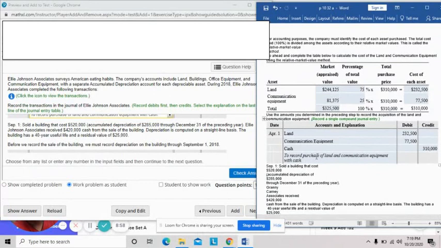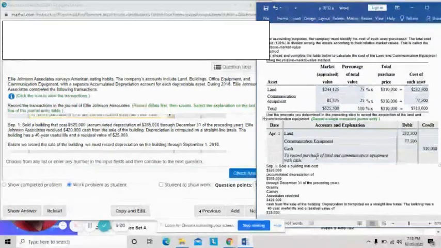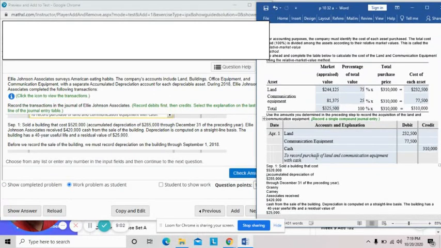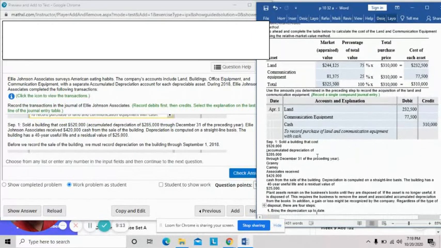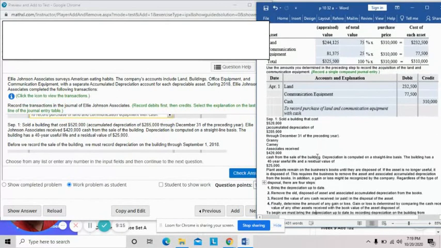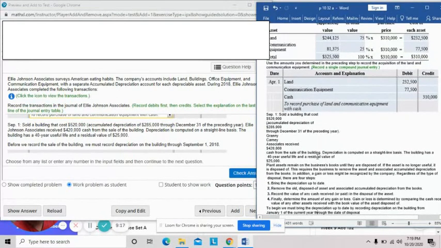Depreciation is computed on a straight line basis. This building has a 40-year useful life and a residual value of $25,000. Before we record the sale of the building, we must record the depreciation of the building through September 1st, 2018. As you recall, let's look at the Word document here so you can see all the steps.